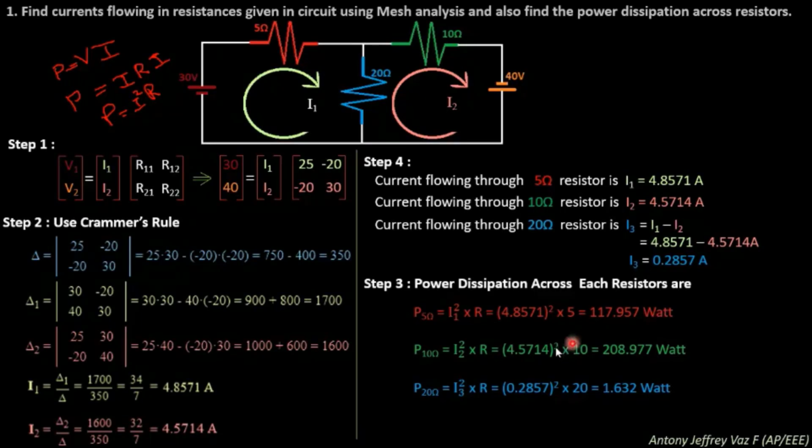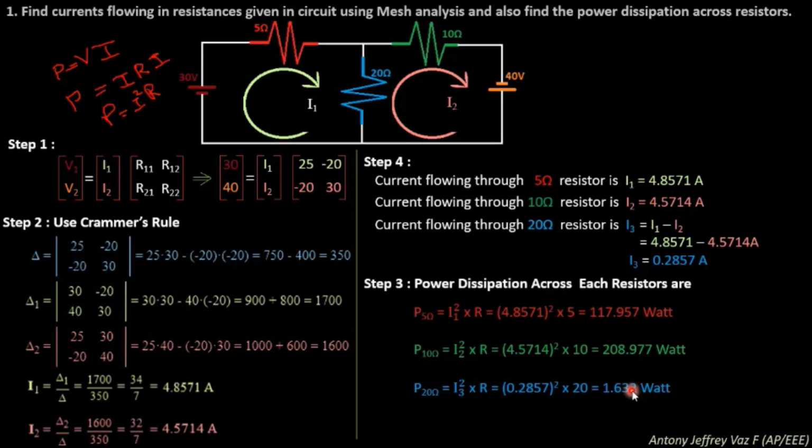which is 117.957 watts. For the 10 ohm resistor, what is the power? You will substitute the I2 value, which is 4.5714, the whole square into 10. For I3, that is the 20 ohm resistance, power dissipation is I3 whole square into R, which is nothing but 0.2857 whole square into 20, which will be equivalent to 1.632 watts. This is very easy.